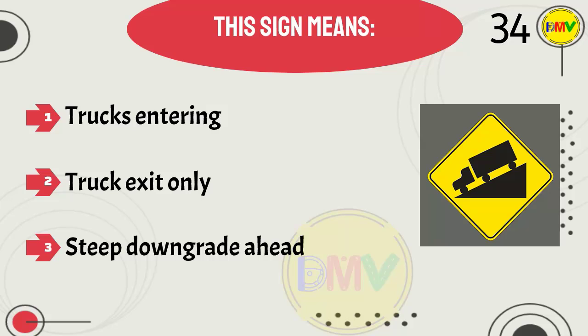Question 34. This sign means: 1. Truck centering. 2. Truck exit only. 3. Steep downgrade ahead.